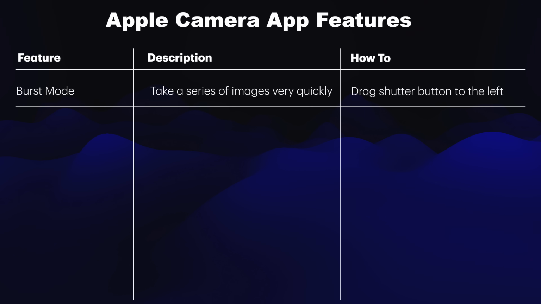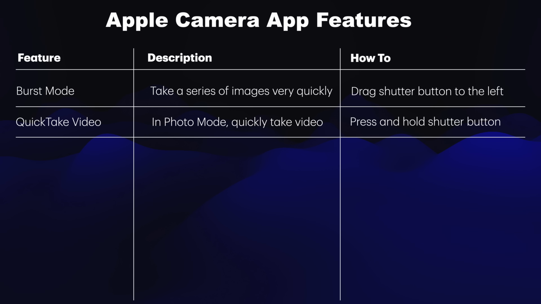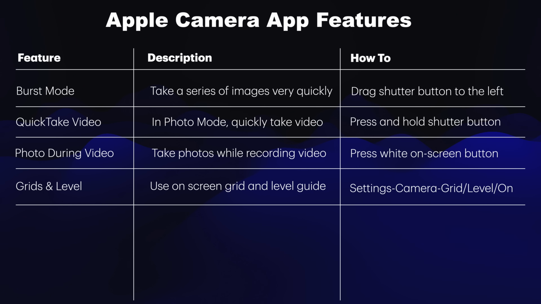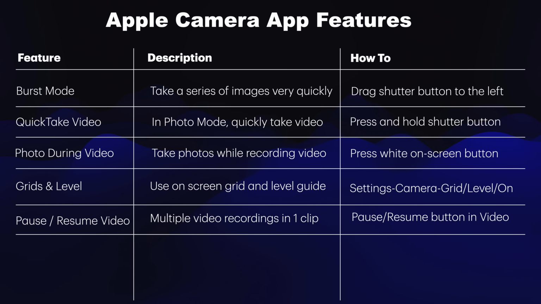Okay, let's do a quick recap. We had 7 features we went over today. Burst mode, where you can capture multiple photos rapidly and then choose the best one later. QuickTake video, where you can start recording video instantly without switching camera modes. You can take a photo when you're in the middle of recording a video. You can add alignment guides on your screen to help you frame photos more accurately. That's those grids. You can pause and resume video recording and save it all in one video clip.